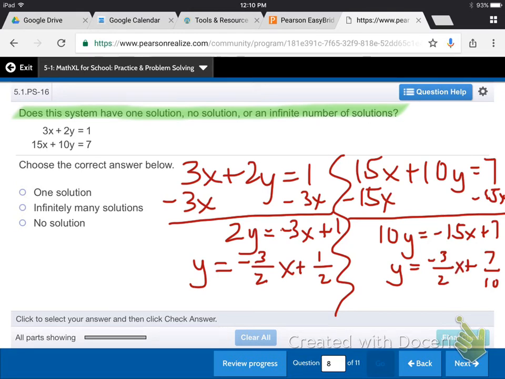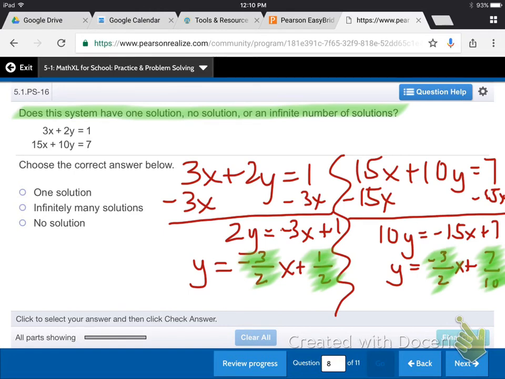Okay. Compare the equations. Do they have the same slope? Check. Do you see where that is? We have -3/2 for the slope in this equation and -3/2 for the slope in that equation. So that means they're going to be at least parallel. But are they going to be the same line? Well, let's look at the y-intercepts for that. This one's going to cross the y-axis at 1/2. This one's going to cross at 7/10. So they're crossing the y-axis at different points, but they have the same slope, which means they're parallel.